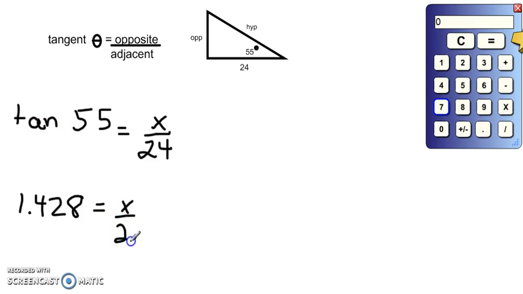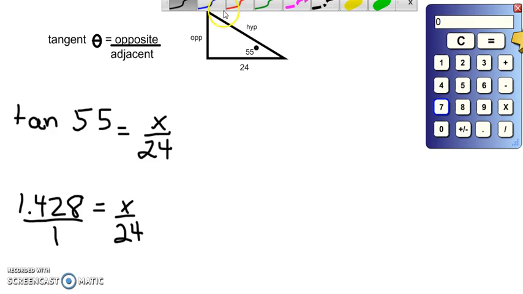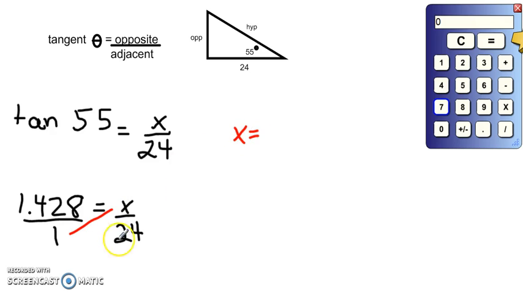So now that you have a solid concrete number, you can actually set it up, and we're going to cross multiply. To cross multiply, it's sometimes helpful to put the number over 1. So now that it's over 1, we are going to cross multiply. So 1 times x will give me x equals, and I have to do 1.428 times 24.